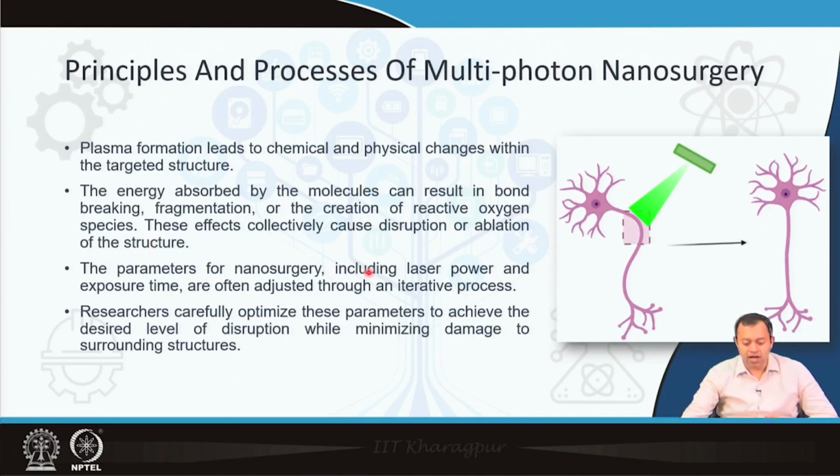The parameters for nanosurgery, including laser power and exposure time, are often adjusted through an iterative process. Now, both previous lecture and this lecture, you have to understand they are still under development. Yeah, we are not simply putting lasers inside human brain yet, it's still to be standardized, but overall the potential is there. Researchers carefully optimize these parameters to achieve the desired level of disruption while minimizing damage to the surrounding area. Selectivity is the key.